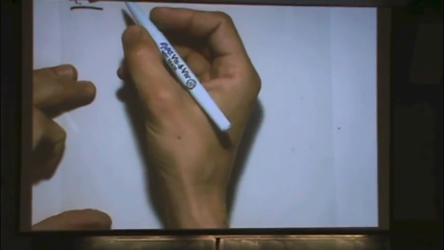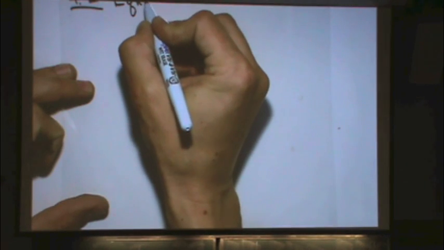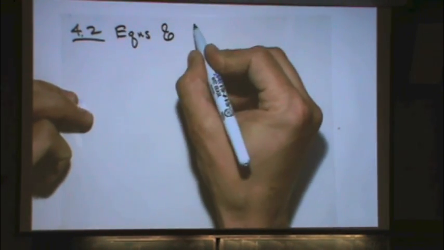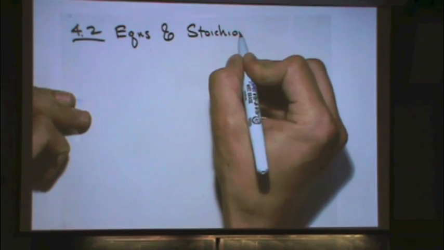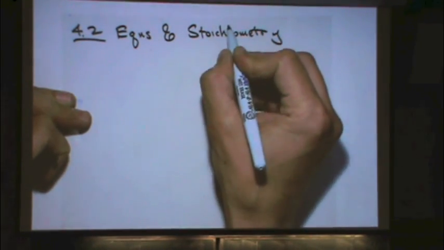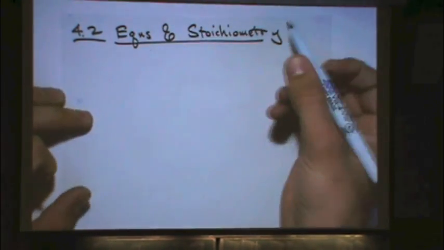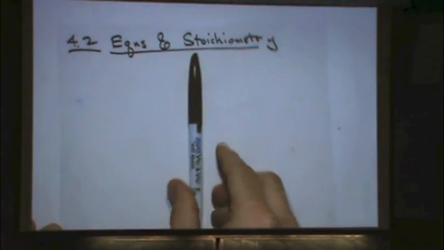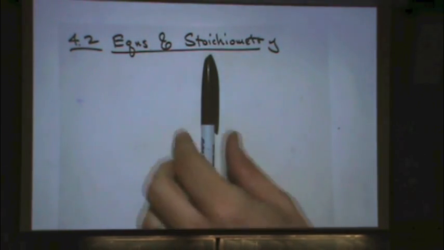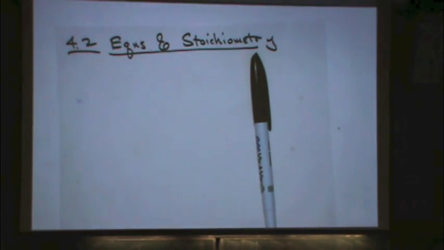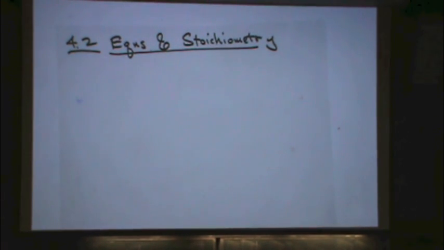Equations and stoichiometry. So by equations I mean reactions and stoichiometry. Stoich is from the Greek meaning element, and then the suffix is from measurement, so it means measure of the elements, or essentially stoichiometry stands for calculations we do regarding a reaction. Okay, and you probably have done some of these if you've taken high school chemistry.